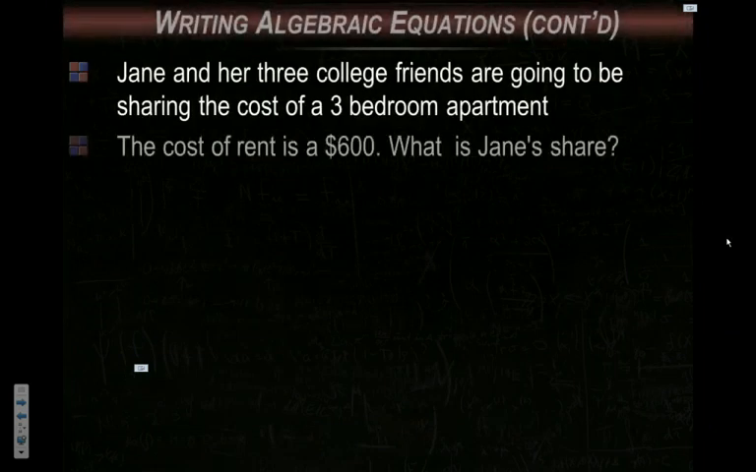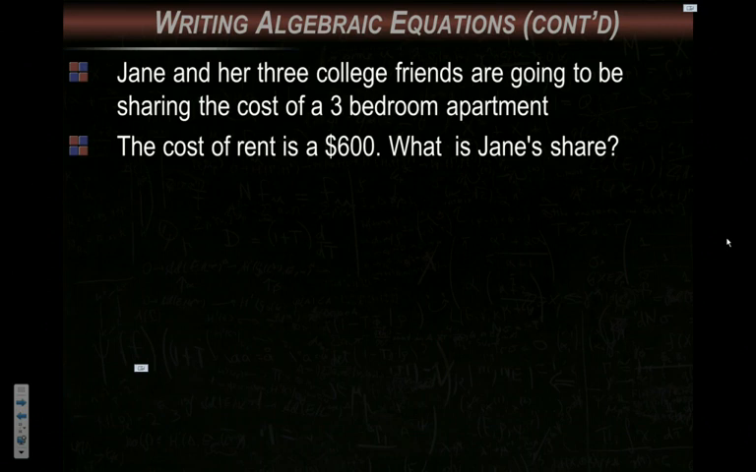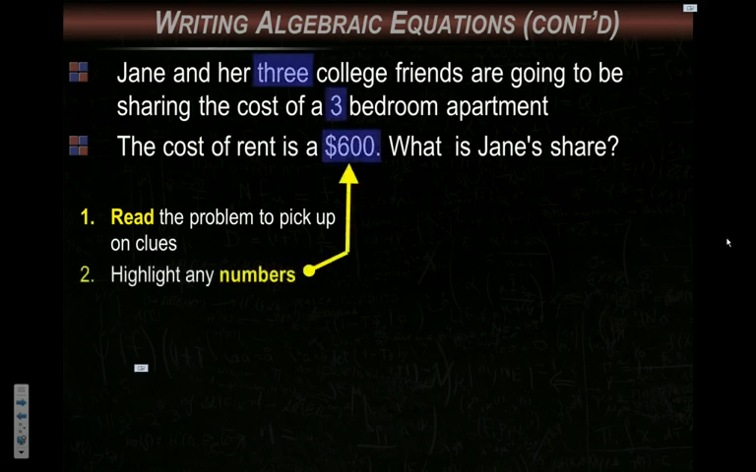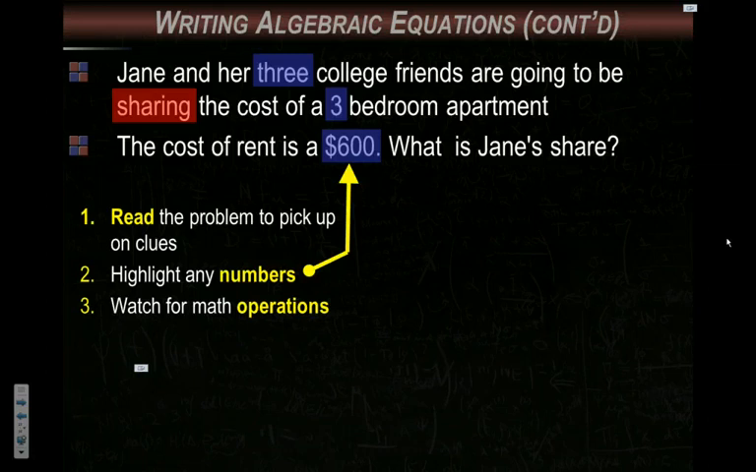Let's give an example. Jane and her 3 college friends are going to share an apartment. They're going to college, they decided they want to share an apartment. The cost of the rent is $600. What's Jane's share? This is actually a super easy one. But let's go through the steps. Step 1, read the problem, look for clues. It's pretty simple. I think the clues are evident. Step 2, highlight numbers. There are some numbers here that I can know are going to be part of the problem. So make sure I highlight them. Step 3, watch for operations. Don't really see any in this one.